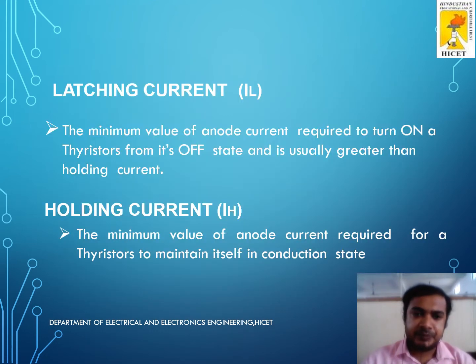Latching current. What is meant by latching current? It is the minimum value of the anode current required to turn on the thyristor from its off state, and it is usually greater than the holding current. Holding current is the minimum value of the anode current required for the thyristor to maintain itself in the conduction state. That means if the holding current is available, the SCR will not go to the off state. It will remain in the on state.